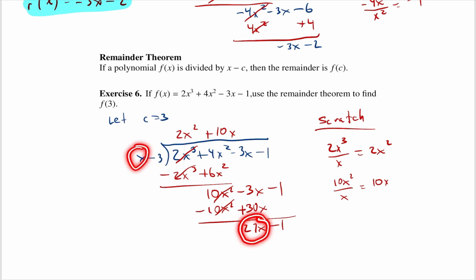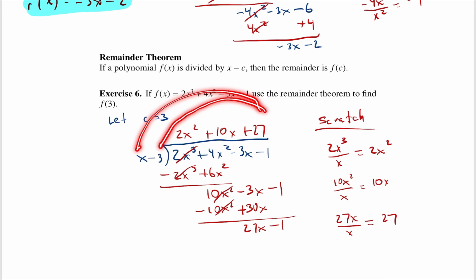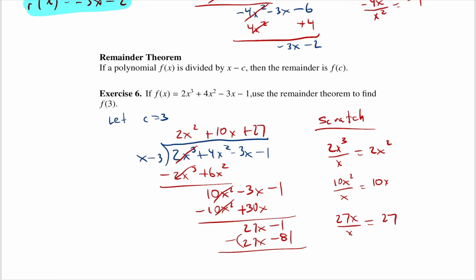First term divided by first term is 27x divided by x is 27. And so when you distribute or multiply here and here, you get 27x minus 81. And then we subtract, which means distribute. That becomes minus and plus. Minus and plus, and we are left with 80 as our remainder. So our remainder is 80.